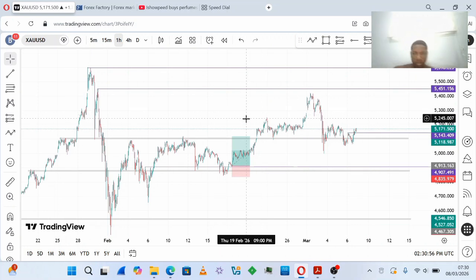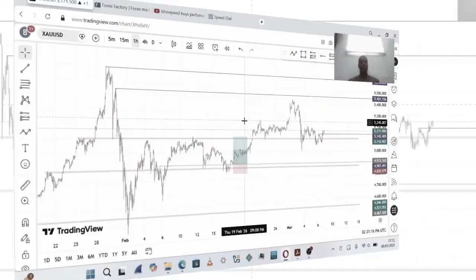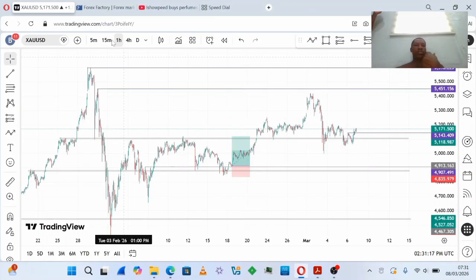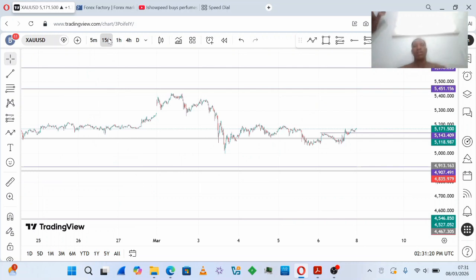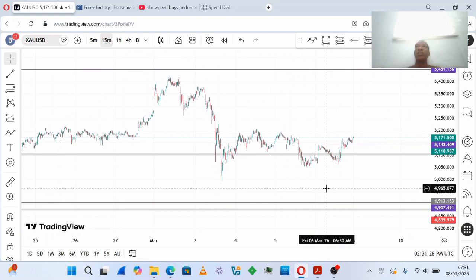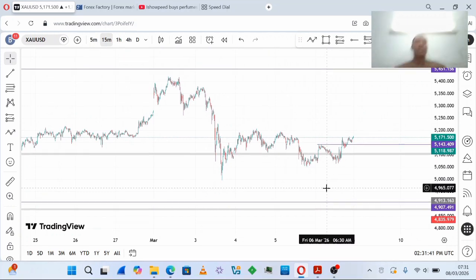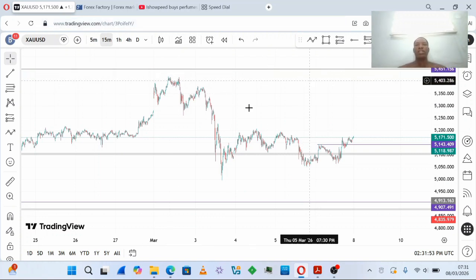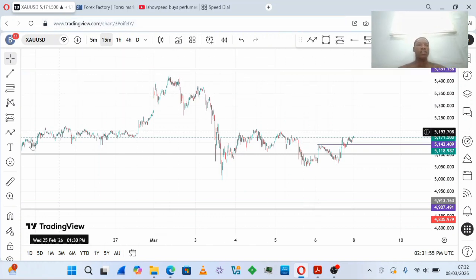So what I'm expecting to do from gold next week now, going to the 15 minutes time frame. This is where I get to take my trade. What I mostly look out for before taking a trade on the 15 minutes time frame, these are the things that I look at before taking any trade.